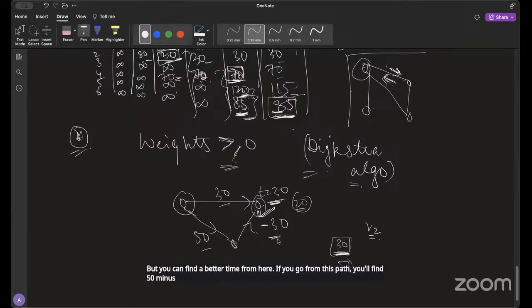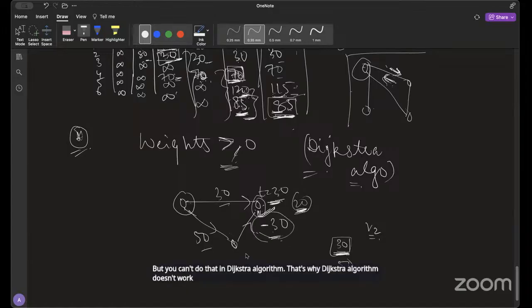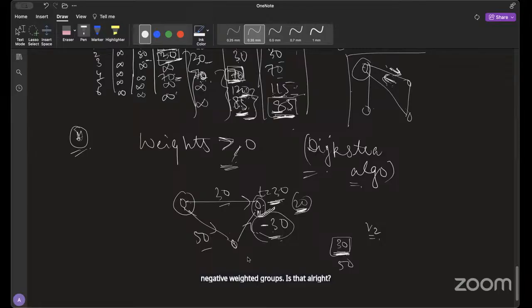This is not for time. I'm just giving you an example. So you can get a better weight here, the lesser weight here, which is 20. So if you would have gone this way, you would have found the better way. But you can't do that in Dijkstra algorithm. That's why Dijkstra algorithm doesn't work for negative weighted graphs. Is that all right? Yeah, thank you. Because you can always find a better approximation from some other way if there's a negative edge included.